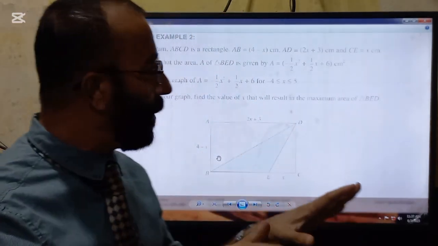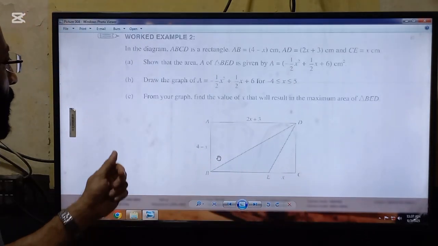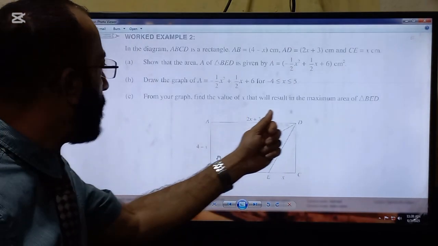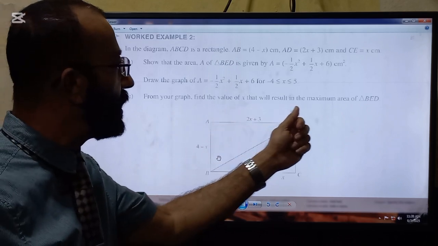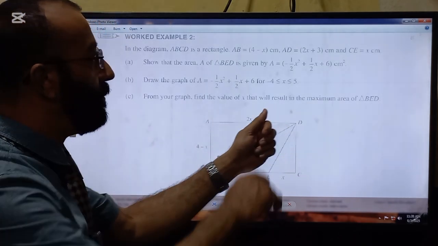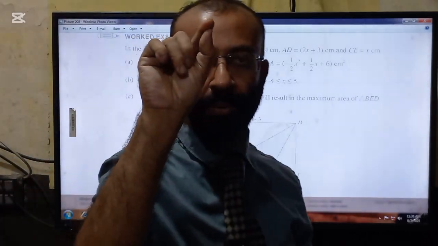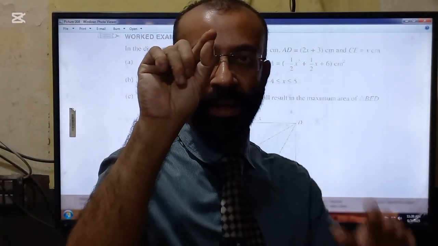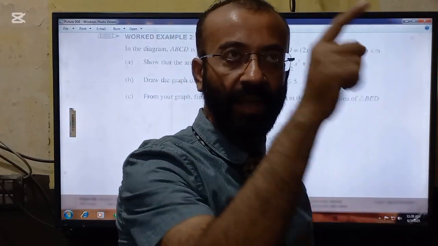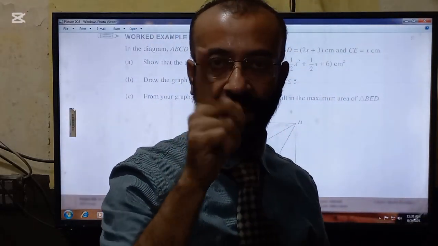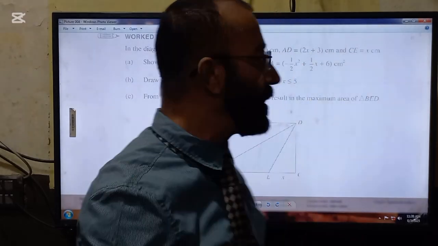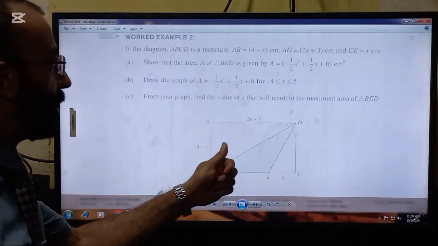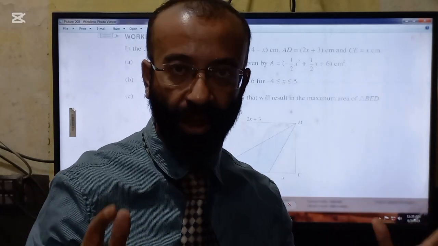After that stage we will be able to solve this part, that is from your graph find the value of x that will result in maximum area. So we will locate the maximum point on the curve. With the help of the scale we will touch the y-axis, because the y-axis is actually the line of the area, and the point where the line intersects will be the maximum area. So these are the steps which we are going to solve now.